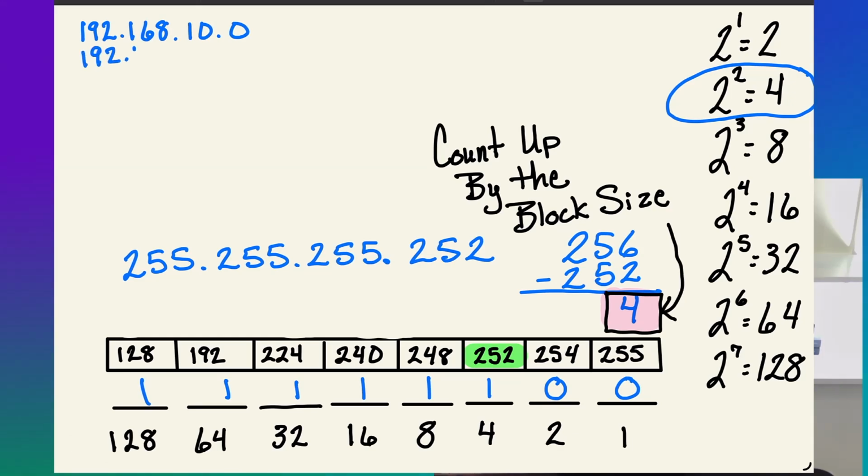Network 1 ends in a .0. Network 2 ends in a .4. Network 3 ends in a .8. Network 4 ends in a .12.